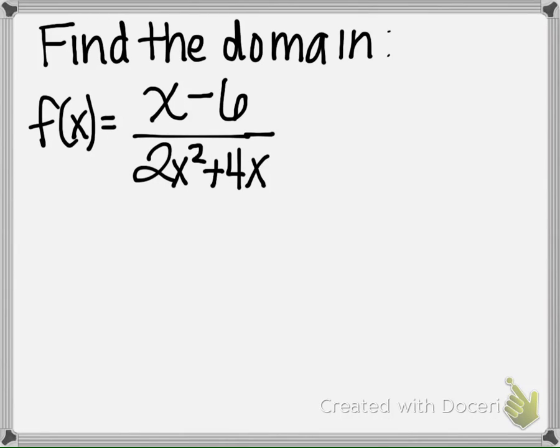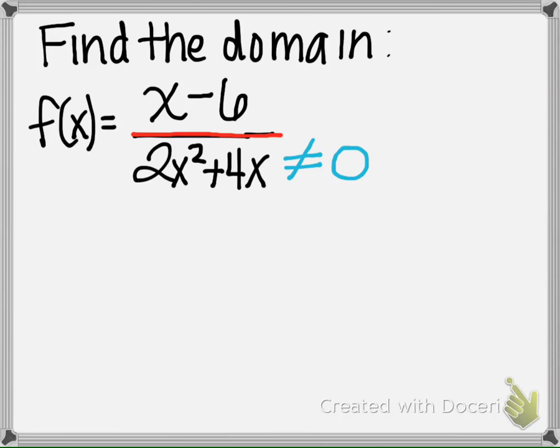In this question, we're asked to find the domain. So domain means all the values that x can be. So here we have a fraction, and we should know that in a fraction you can never divide by 0. So the denominator value, whatever 2x squared plus 4x equals, can never equal 0.